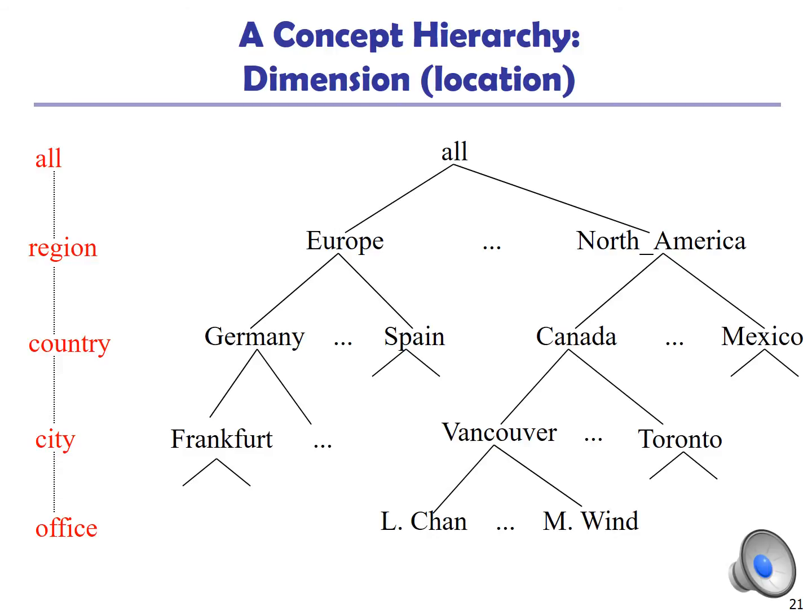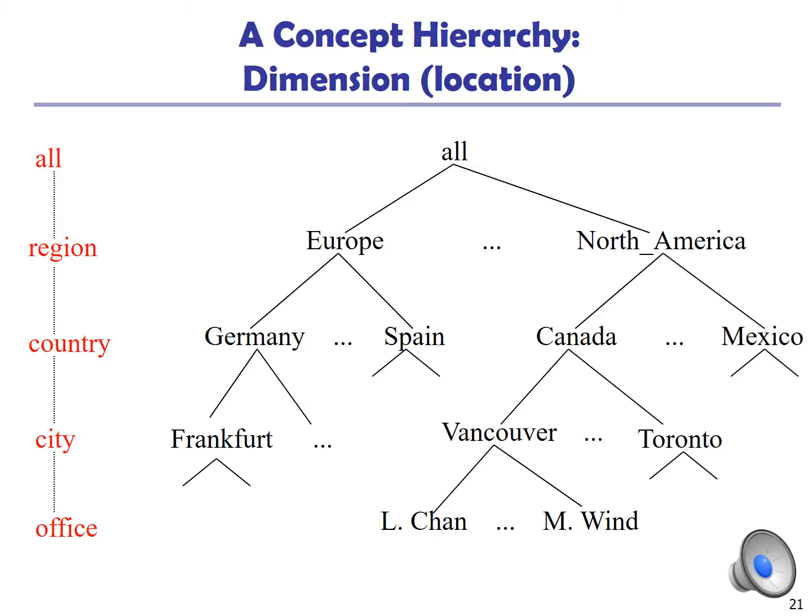Now, let's look at the role of concept hierarchies in the definition of a dimension. To understand that, let's look at the definition of a concept hierarchy, right? A concept hierarchy is basically a sequence of mappings from a set of low-level concepts to a set of higher-level, more general concepts. We learned about this at the end of chapter 3, all right?